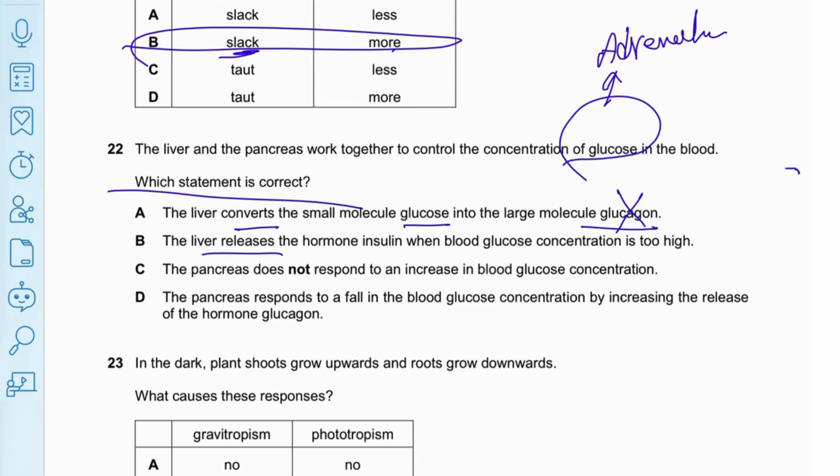The liver release insulin hormone. Wrong. It's released by the pancreas. The pancreas does not respond to an increased blood glucose concentration. Wrong. It always gives a response. D. The pancreas responds to a fall in the blood glucose by increasing the release of hormone glucagon to increase it up.